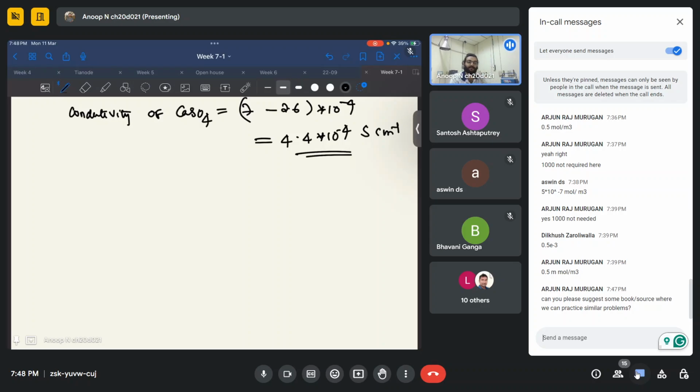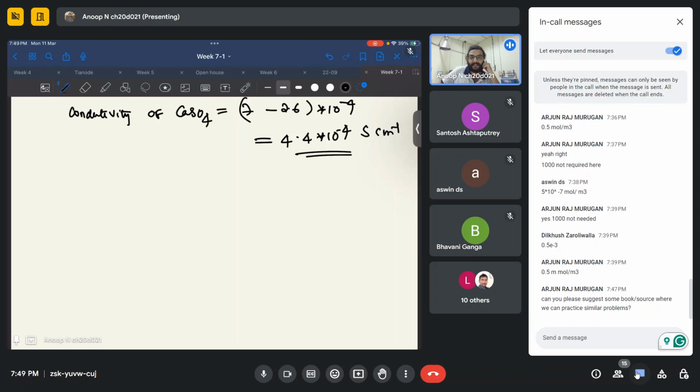So for similar problems, I am taking them from some internet sources, and also last year's problems. One thing you can do, let me try: I'll go through a book, Puri and Sharma, a physical chemistry textbook. It has some problems. I think Atkins also has some problems on this. I'll check where I could.